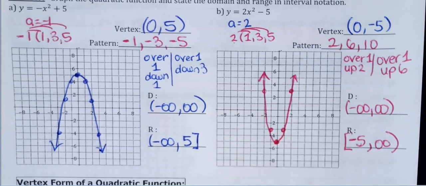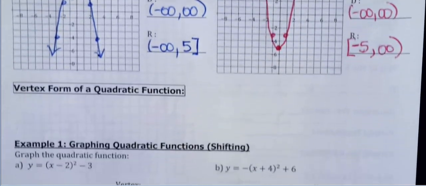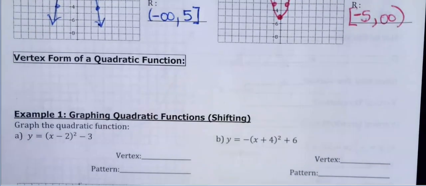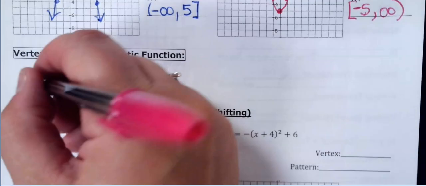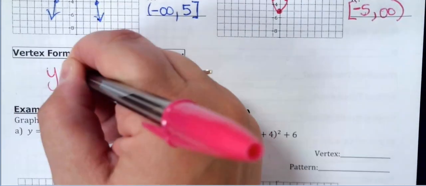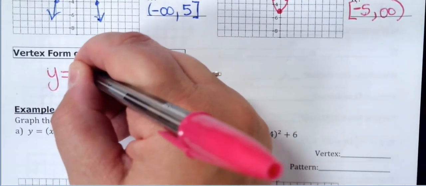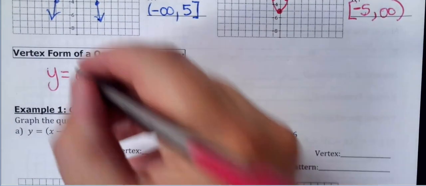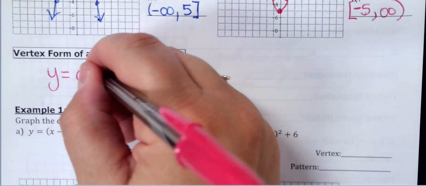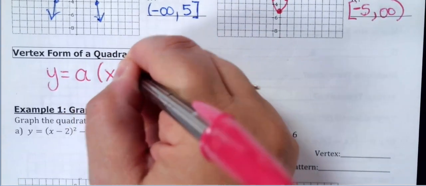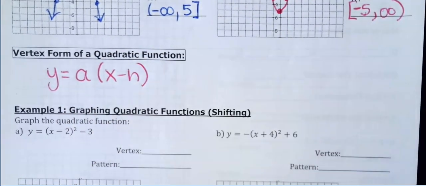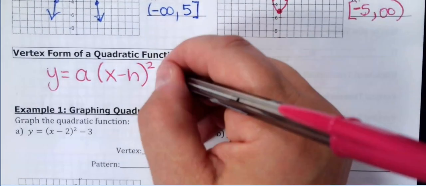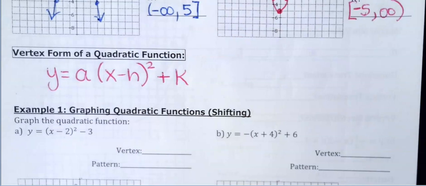All right. Now, we're going to shift some of these graphs today. So we're going to use the vertex form. The standard form is another way you can graph, but we're not going to do that today. We're just going to do vertex form. So that looks like this. Y equals, you're just going to have an A, and that's going to affect your pattern. And in parentheses, x minus h, and I'm going to close the parentheses, and that set of parentheses will be squared. And then outside the parentheses, I'm going to put a k.